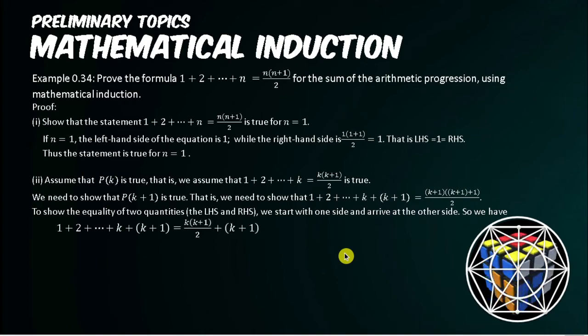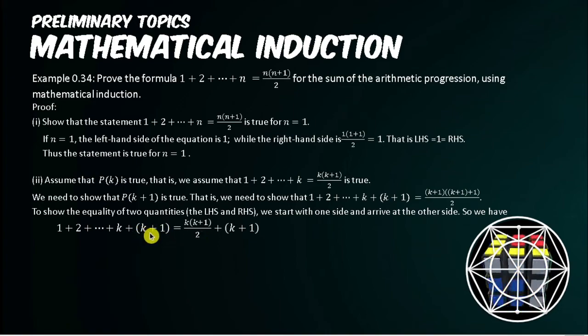Anyway, how do we do that? We need to start with one side and then come up with the other side. That is normally how we do mathematical induction. What do we mean by that? We have our left side, that's 1 plus 2 plus until k plus 1. If we remove k plus 1, so remember, if we stop at k, 1 plus 2 plus until k, we assumed that to be equal to k times k plus 1 over 2. That is what we're looking at on the right side.